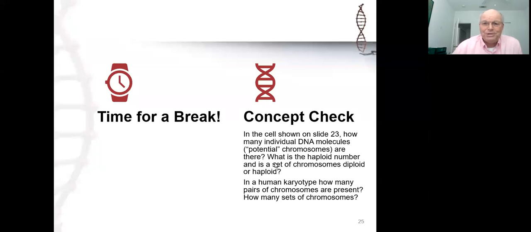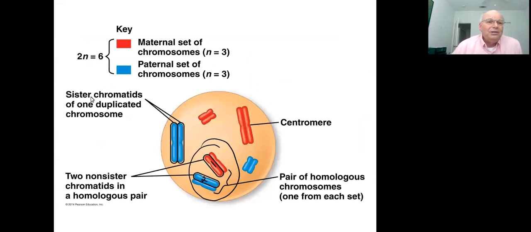what is the haploid number? Well, the diploid number is 6. That's 2n. We know the haploid number is n, so that must be half of 6. So that would be 3. So the haploid number is 3. And then is a set of chromosomes diploid or haploid?